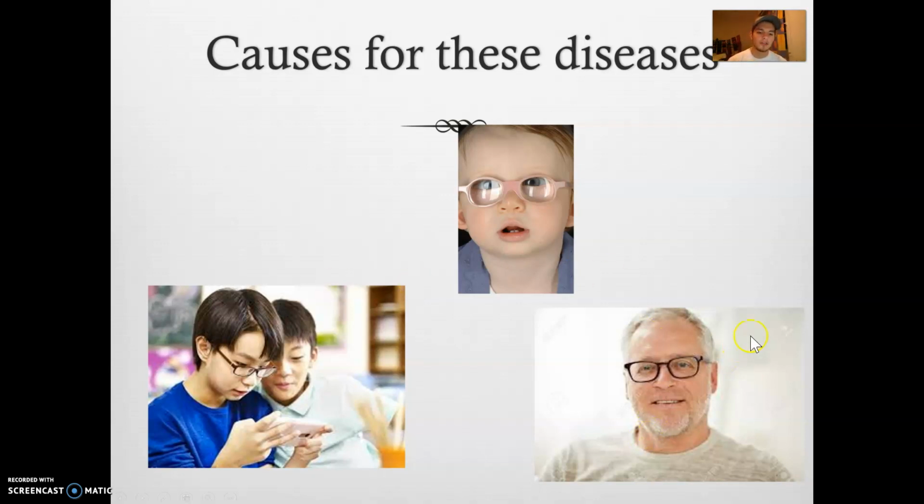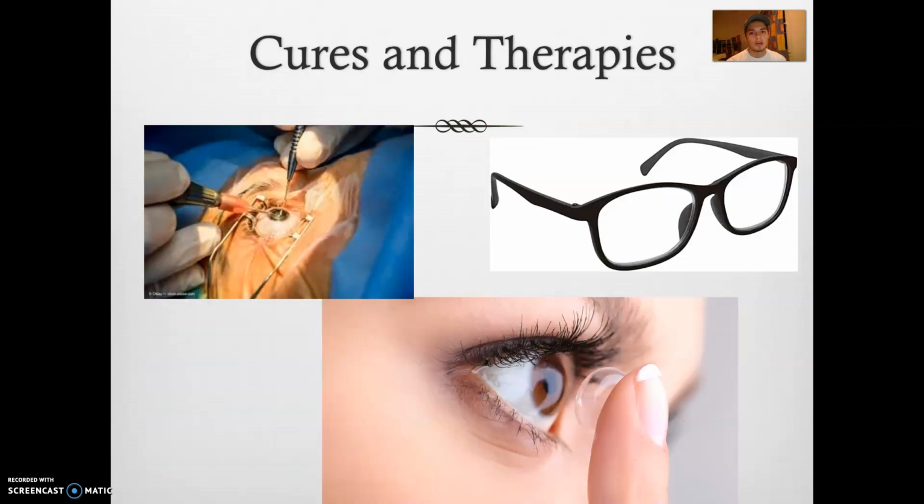And finally, we have aging, which decreases the eye muscles' strength, and therefore leads to either myopia or hyperopia. There are various cures or therapies for both of these diseases.